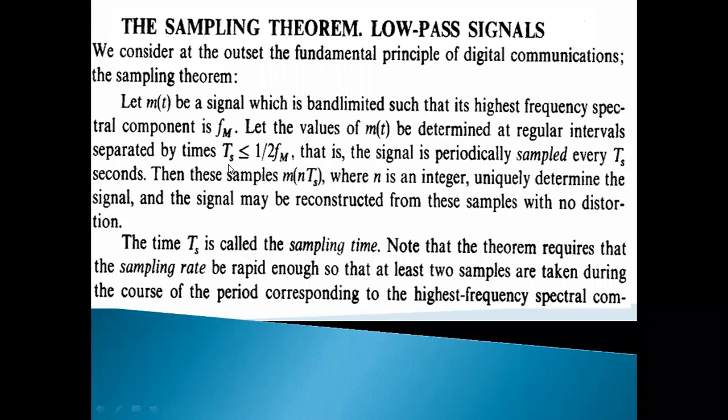So note that the theorem requires that the sampling rate be rapid enough so that at least 2 samples are taken during the course of the period corresponding to the high frequency spectral component. So please remember, friends, Ts should be less than or equal to 1 by 2fm is the sampling theorem. Ts is the sampling time instance.